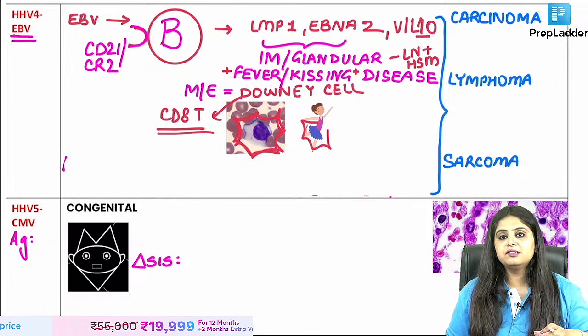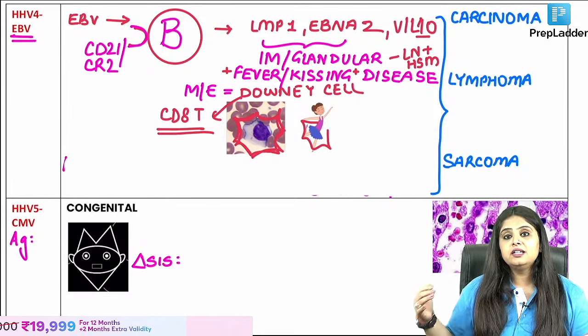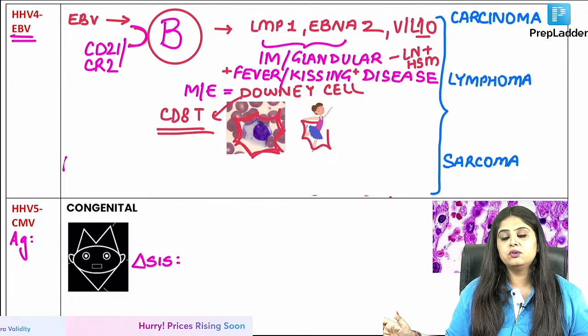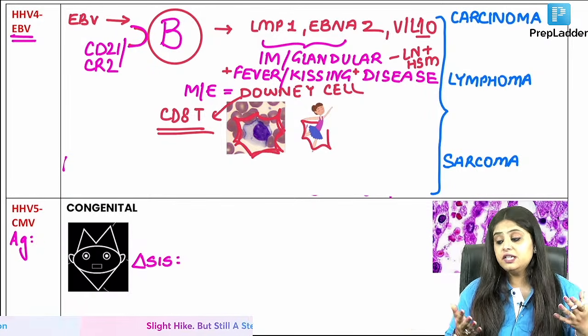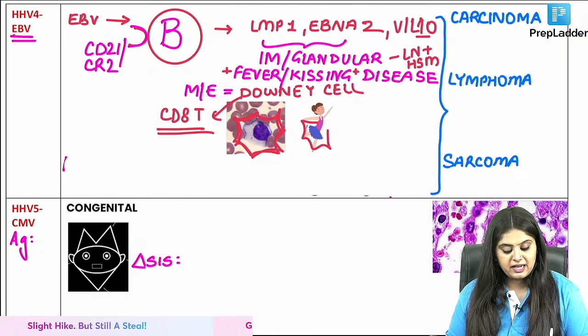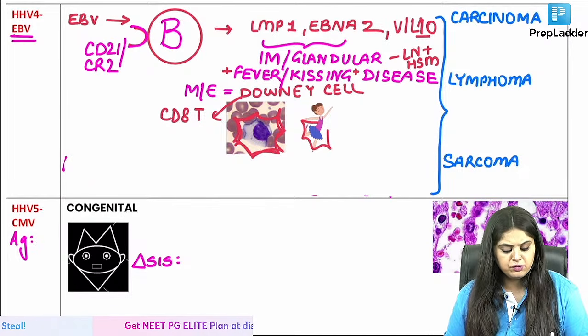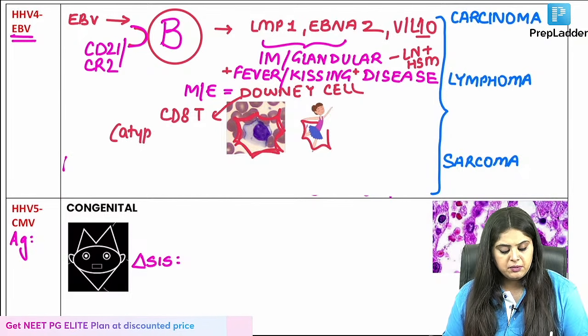EBV enters into B cells. B cells have been hijacked. The T cells have this cape like a superhero, this ballet skirt they have made, and then they are coming running to save their brother. So CD8 T cells are the Downey cells. Can I say T cells, B cells? What are they? Lymphocytes. So these are nothing but atypical lymphocytes.